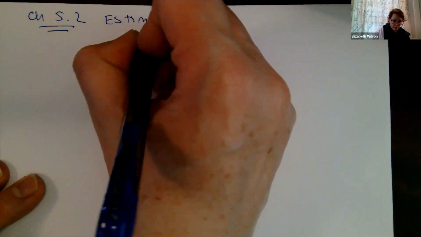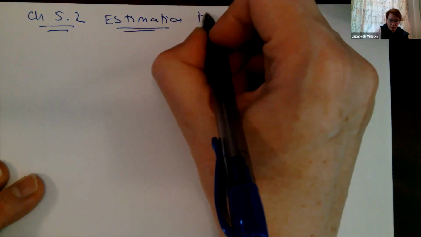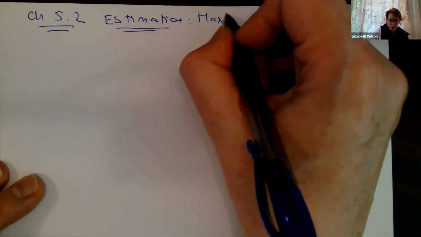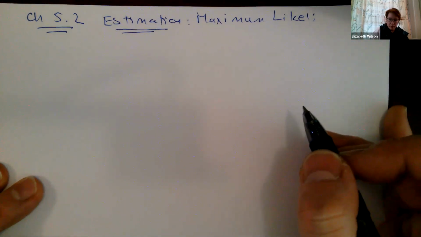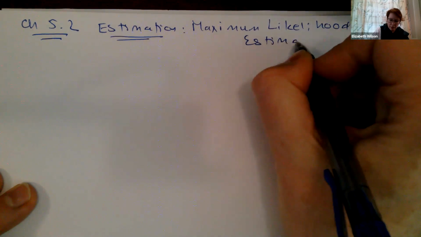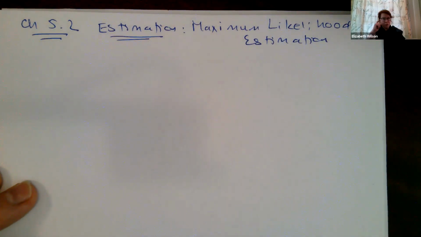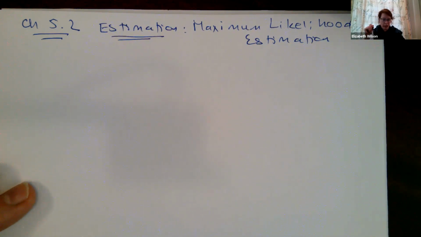Okay, so this is a chapter on estimation. Basically what we're focusing on is the method of maximum likelihood estimation. There's also the method of moments, which we're not covering. I think that's covered in a class that's the sequel to this one, where they focus more on the method of moments. We're going to talk about the maximum likelihood estimator.